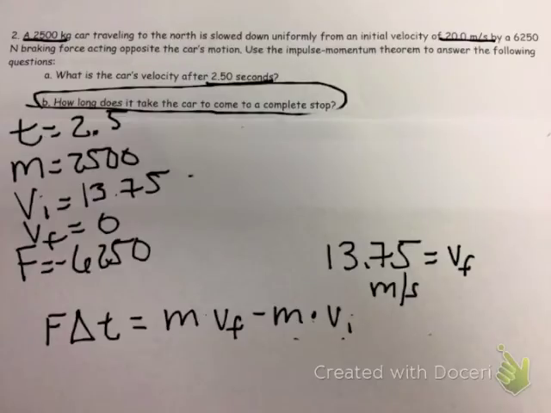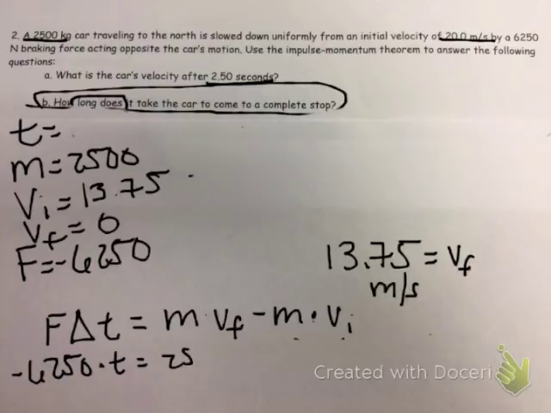Okay, so we're going to have force times time. So force was, again, negative 6,250. And you multiply that by time, which was 2.5? No, we don't know that yet. We're looking for time. So how long does it take? So here, T is the variable we're trying to get by itself. Negative 6,250 multiplied by T equals mass, which was 2,500, that hasn't changed, multiplied by our final velocity, which was 0, minus 2,500, multiplied by our initial velocity, which was, again, 13.75.